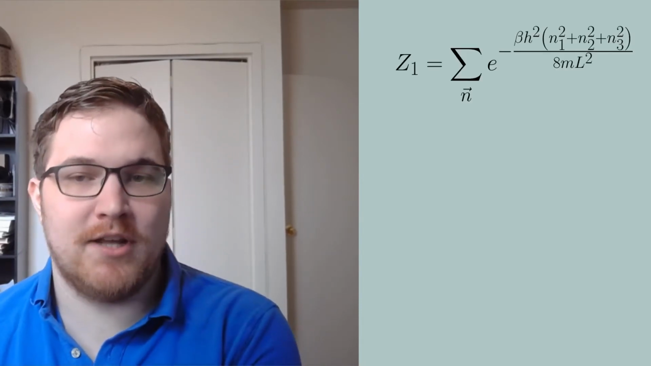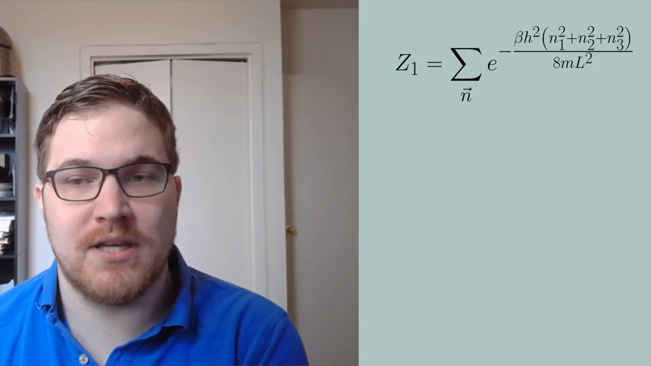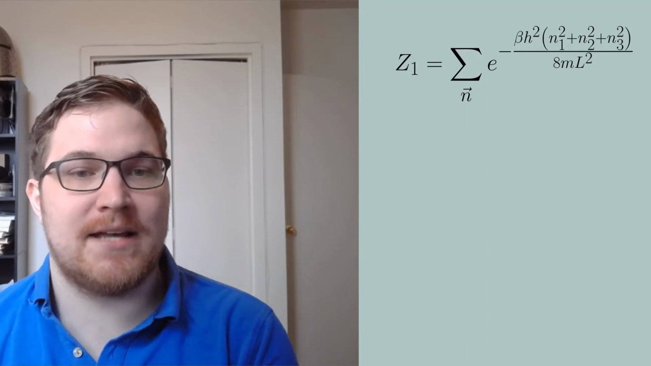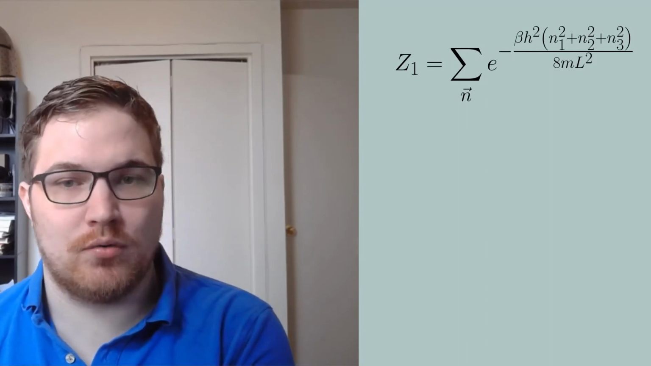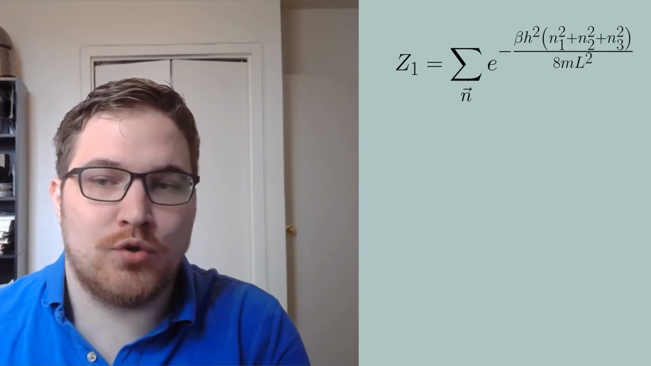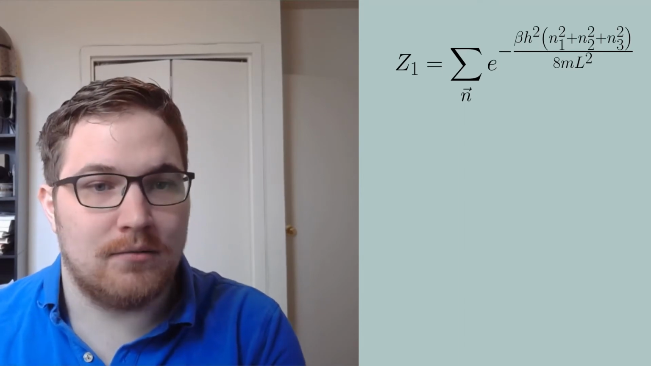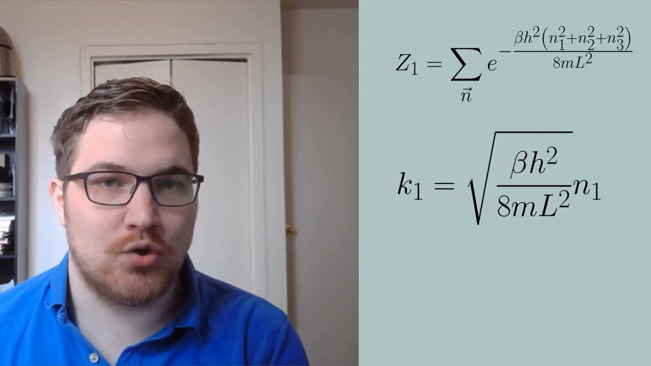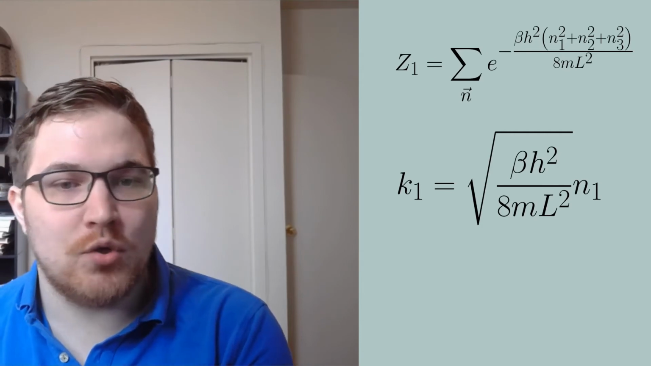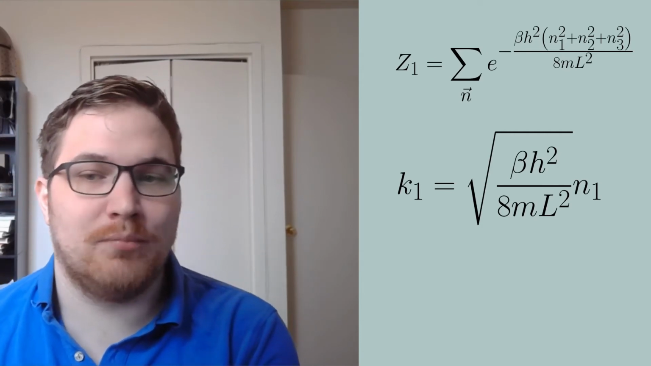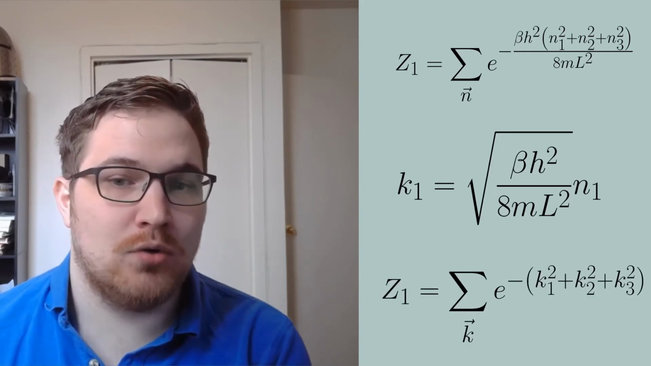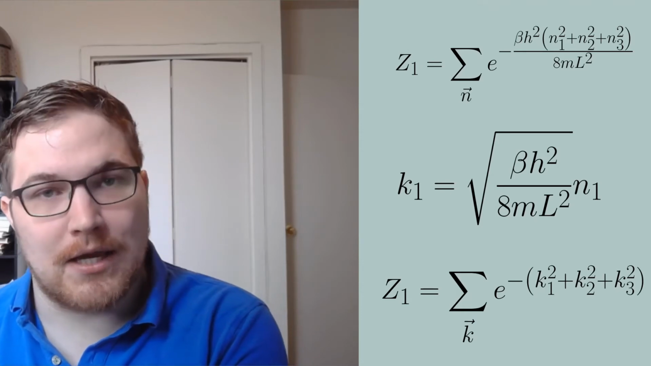Okay, we have an expression of the sum of many exponential functions where the square of the natural numbers shows up in the exponential function. Our first task is to convert this sum into an integral, and to do this we will introduce a new variable for each n. We define k1 to be the square root of all of the constants in the exponential times n1. We do this with the constants out front so that we can simply rewrite the partition function. This new summation sums over all possible values of k1, k2, and k3.